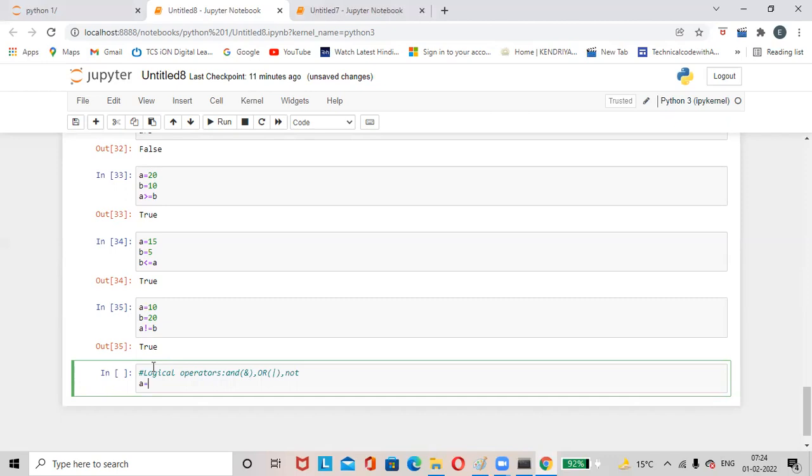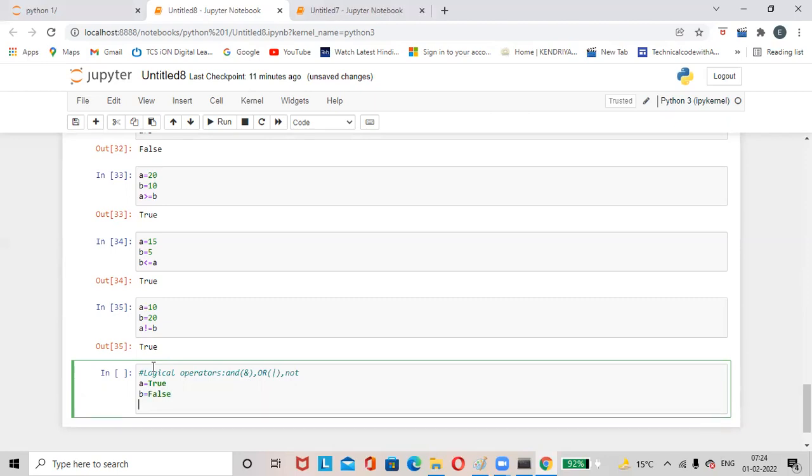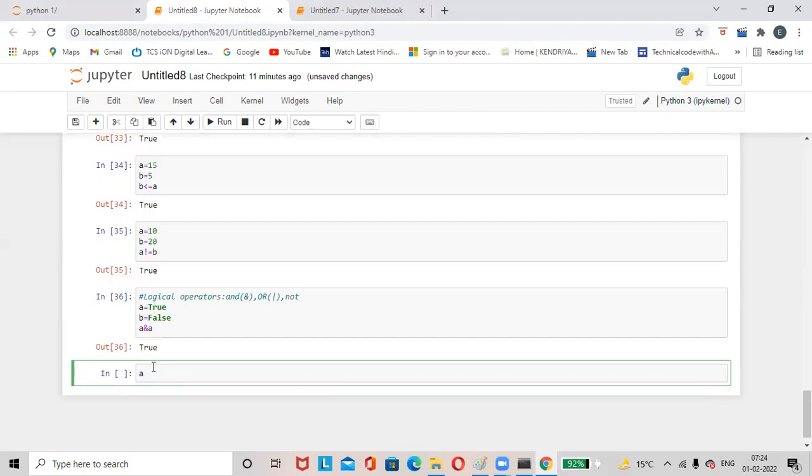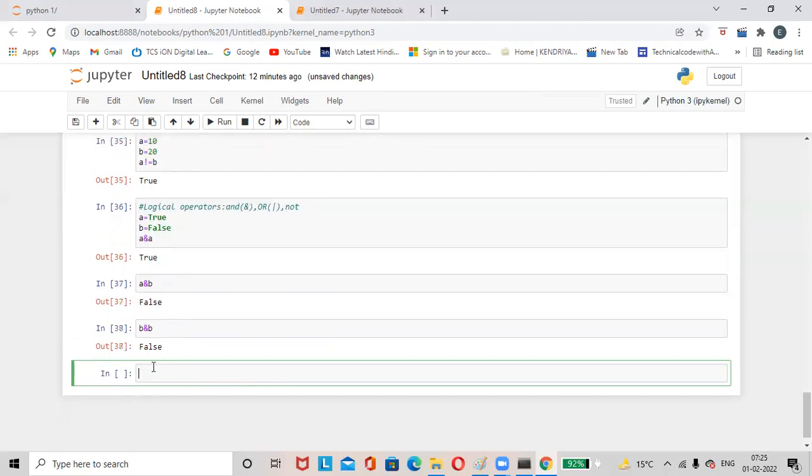Okay. A equals true. B equals false. A and A. What is the value here? If both the statements are true, then the result is true. What does the AND operator state? If both the statements are true, the result is true, or else the result is false. A and B, the result is false. B and B, the result is false. Both the statements should be true, then the result is true.